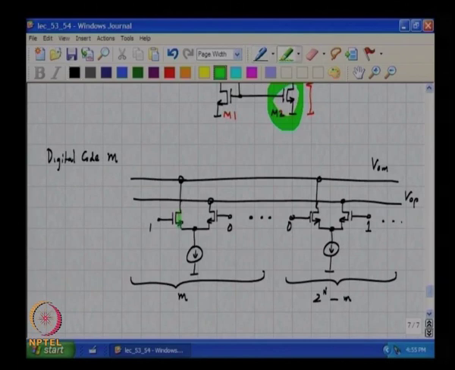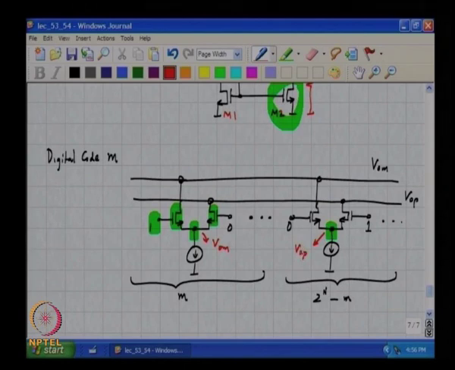If these devices are in triode, which is what will happen when these gate potentials are pushed too high and low, or if the supply voltage is not sufficiently large, then clearly this potential will be VOM, correct, because this switch is on. On the other hand, this potential will be VOP, all right.